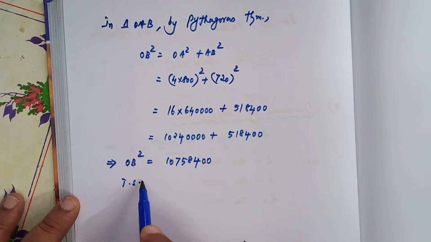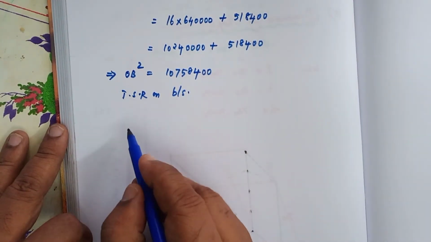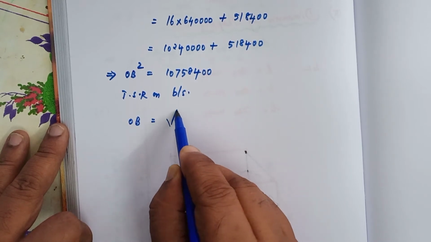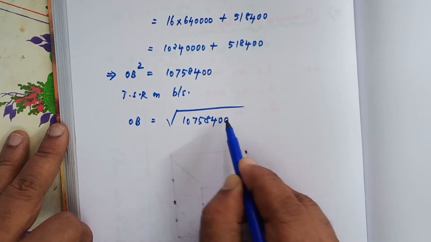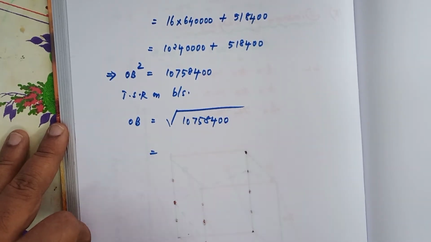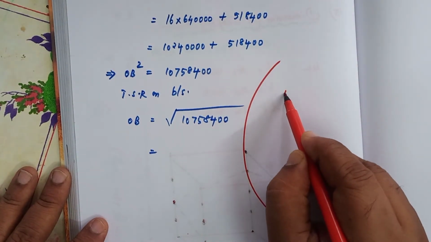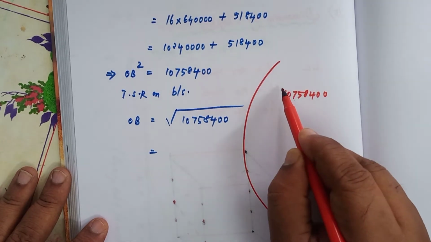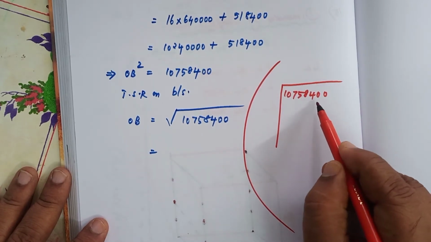Therefore, taking square root on both sides, we will be getting OB on the left hand side. Here, square root of 10758400 equals. So better to go for the long division method. I do it here. 10758400. From the last, separate two digits.